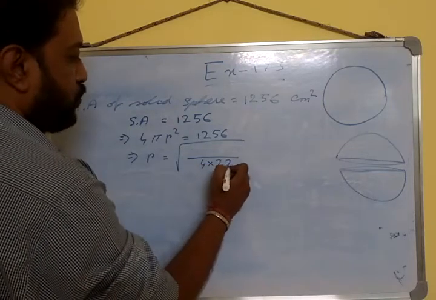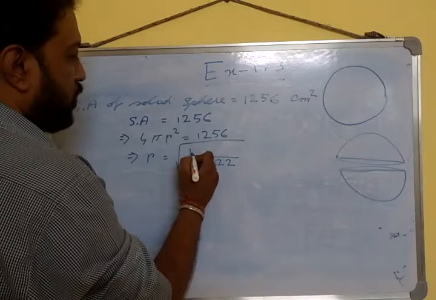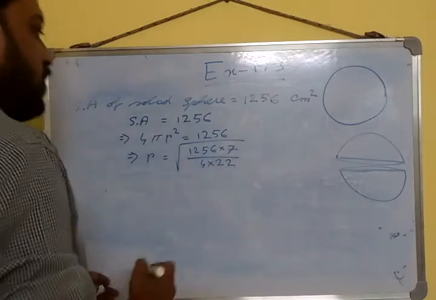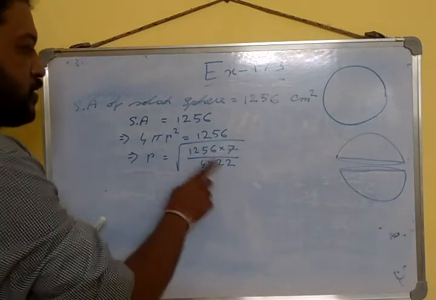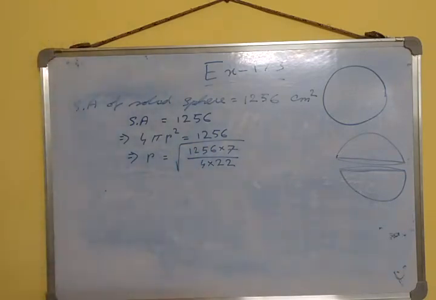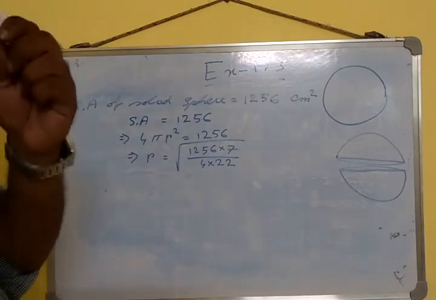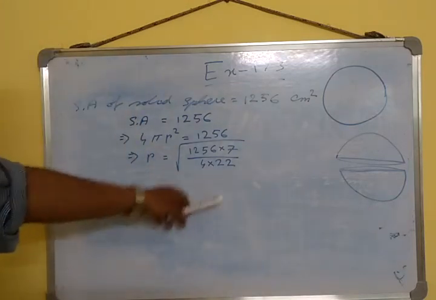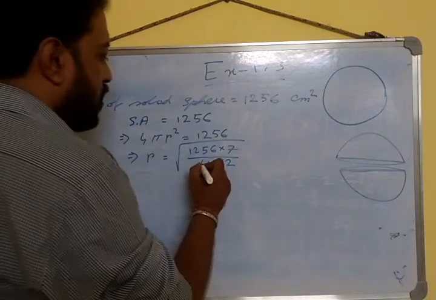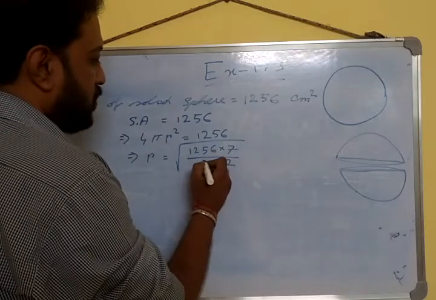4 into 22, and it will be 1256 into 7. So I wrote 22 here. I don't think it is calculatable. 4 pi r square. This is possible. Let me cut it, starting with the 2 first.